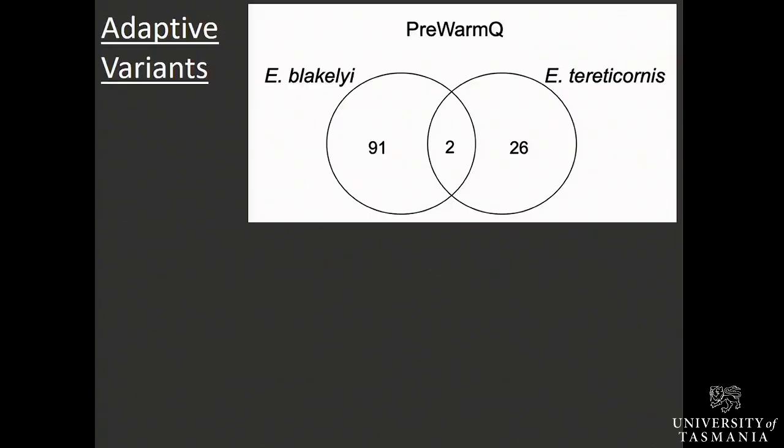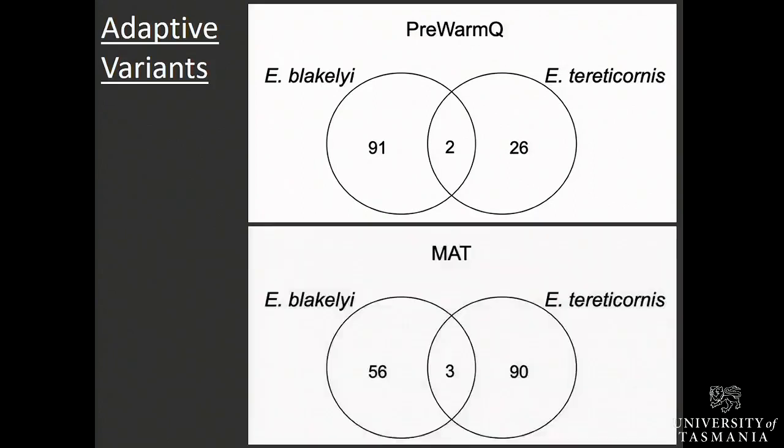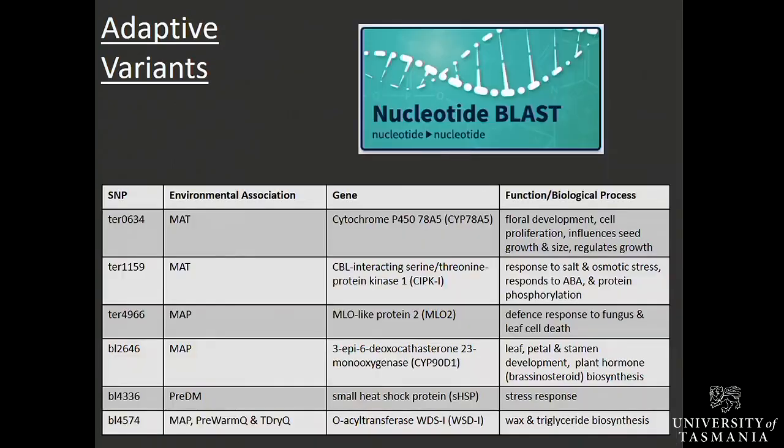Next, I wanted to look at whether there were any SNPs shared between the two species. For precipitation of the warmest quarter, you can see there's a much greater number of SNPs associated with this environmental factor for Blakeleyi than for Pteridcornis, and a very low number are shared between the two. Inversely, when we look at mean annual temperature, Pteridcornis has a much greater temperature association, but there's still a very low number of SNPs shared between the two species.